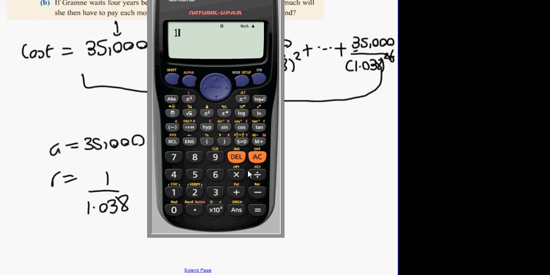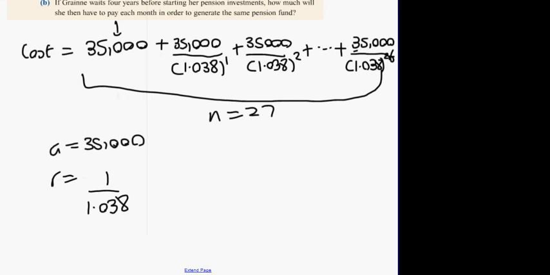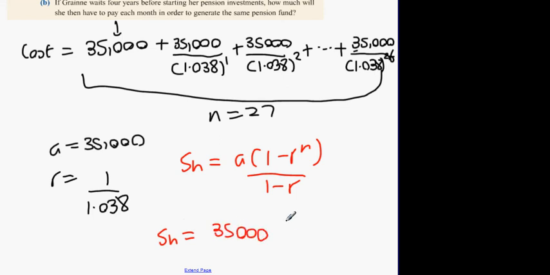So we can just do 1 divided by 1.038. Store that as our B value. Okay, once you store that as your B value, you're then going to get your Sn. Sn formula equals A into 1 minus R^n all over 1 minus R. So Sn therefore equals 35,000 into 1 minus B to the power 27 all over 1 minus B.